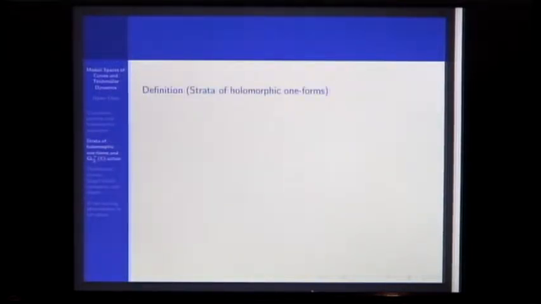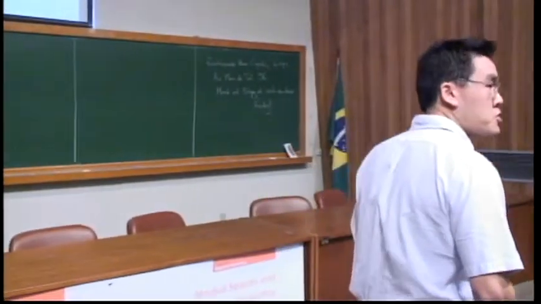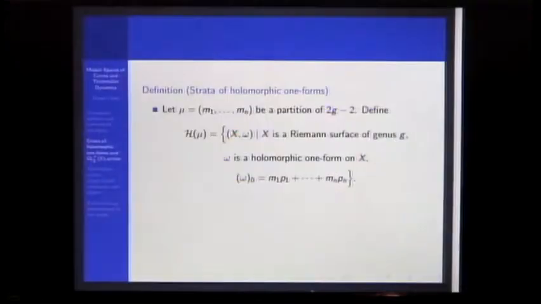So let's put everything into a family. It's more interesting to study these translation surfaces with similar structure in a family. That's called the strata of holomorphic one-forms. So, I'd like to fix the number and multiplicity of zeros of a one-form. That is, I take a partition of 2g minus 2, because that is the total vanishing order of a holomorphic one-form, the degree of the canonical bundle.